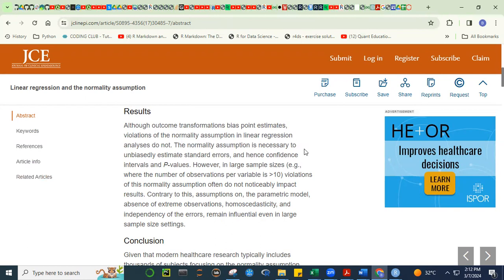The normality assumption is necessary to unbiasedly estimate standard errors and hence confidence intervals. Okay, so kailangan daw yung normality assumption para hindi maging bias yung standard errors, parang ganun din sa heteroscedasticity, no? And we know what happens when the standard errors are biased. Okay. Ano yung conclusion nila dito?